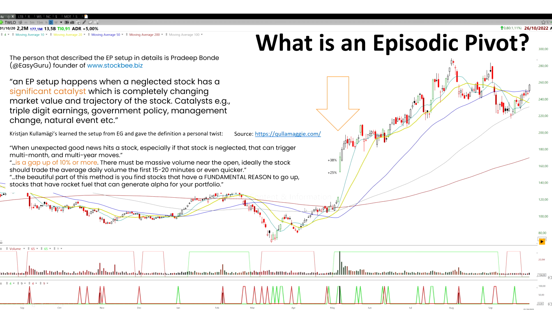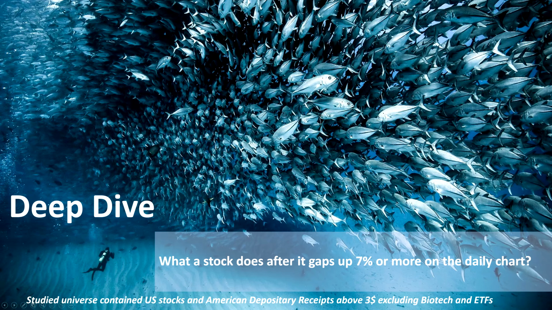Yeah, I'll move on for now. Just explaining a bit the chart. This is how an EP shows. So on the charts, a neglected stock, more or less, and then the catalyst comes, which triggers a significant move up. In this case, it's a 25% move up, and then a continuation for a couple of days, weeks, or even months up, which may result in a significant profit if you can identify and trade the EP correctly.